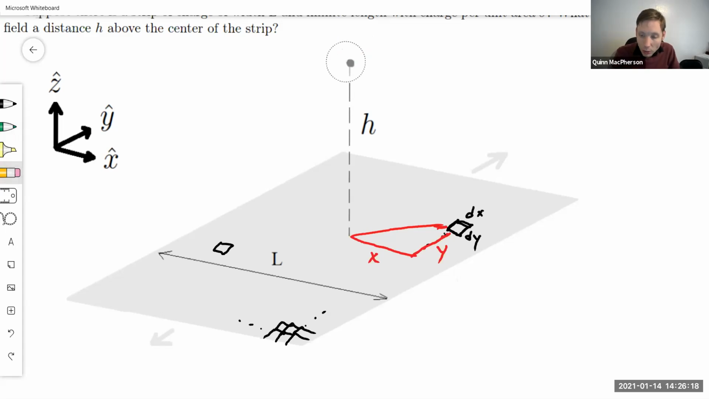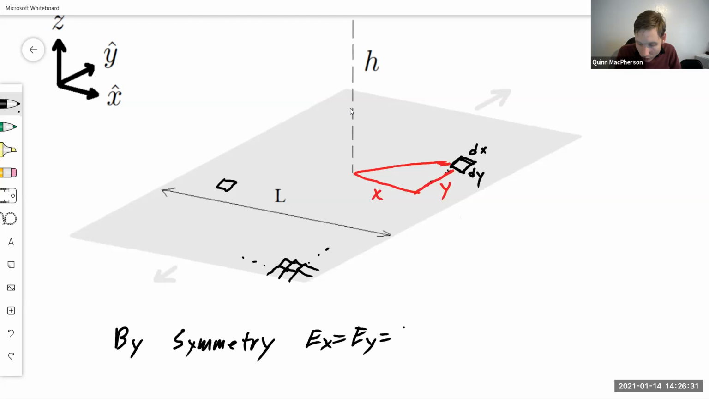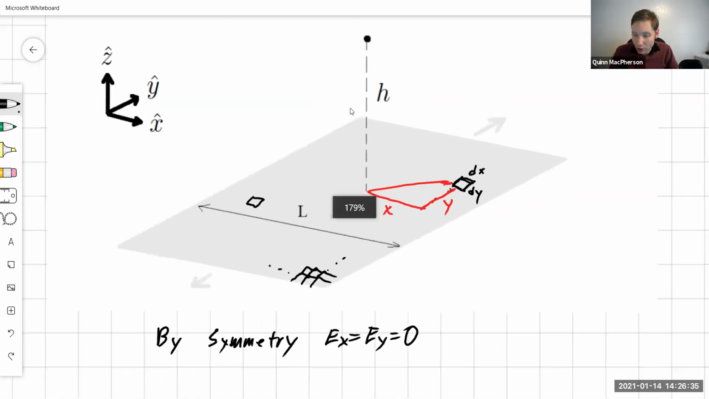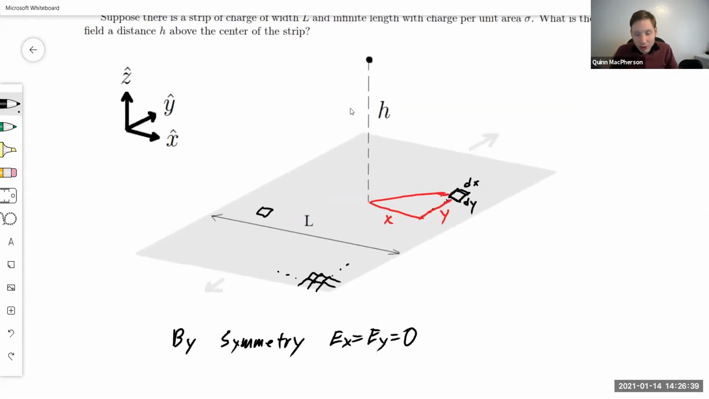So what we can say is that by symmetry, Ex equals Ey equals 0. So I'm two-thirds of the way done solving this problem. I've already found two of the components of the electric field. Haven't found the third one. The third one's going to be the hardest to find, but I've got two of them already.